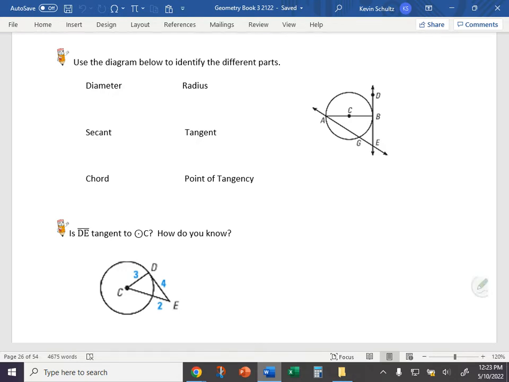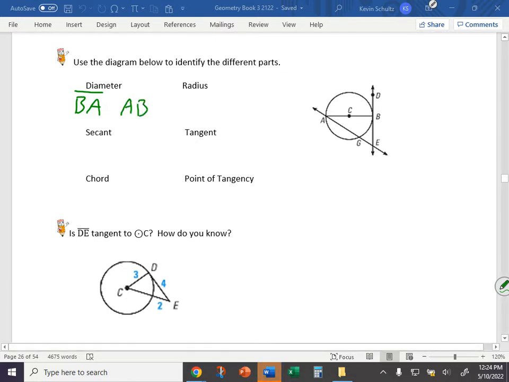C is the center of the circle. C by itself is not a diameter. What makes a diameter? Segment BA. You could write segment BA, which, remember, your notation for a segment is with that bar over it. What else could you write? Because segments have multiple ways you could write them. You could also write segment AB. You don't need them both, but you are actually labeling from the diagram geometrically what makes the diameter. Next one's the radius, secant, tangent, chord, point of tangency, and so on.